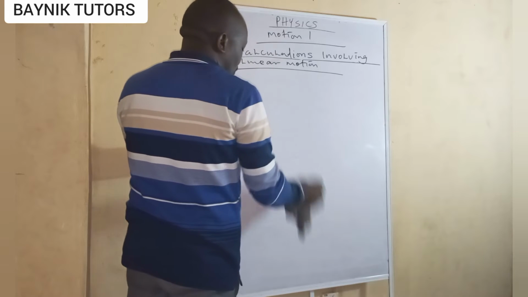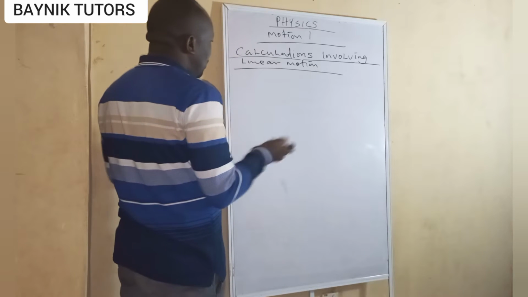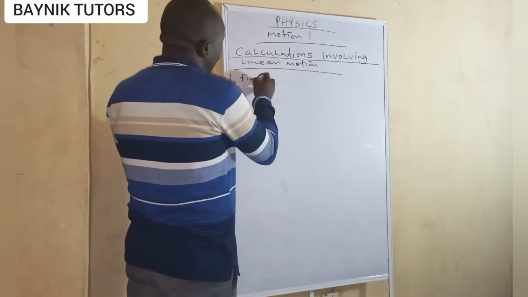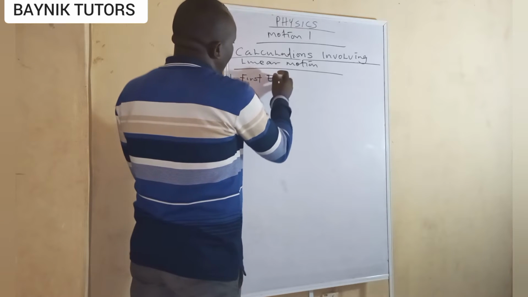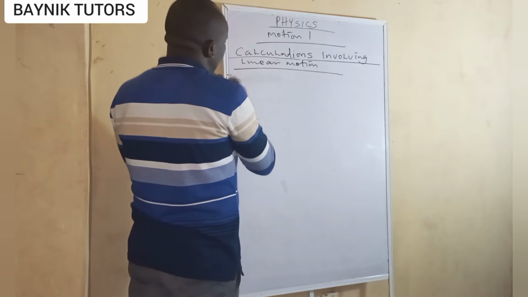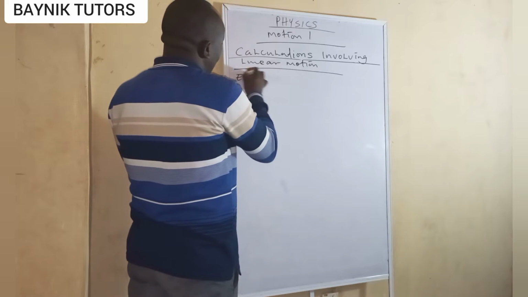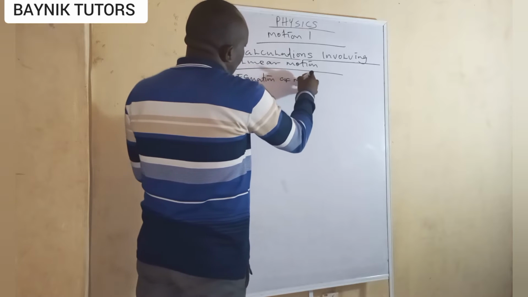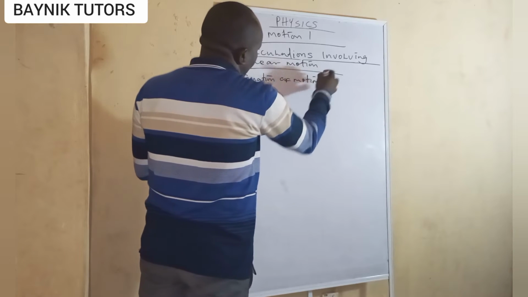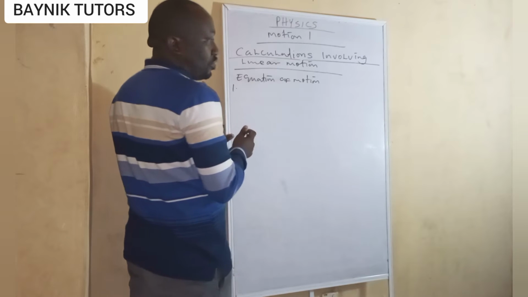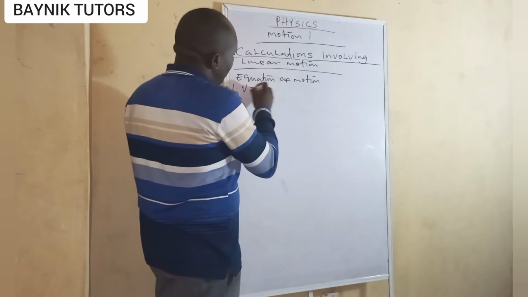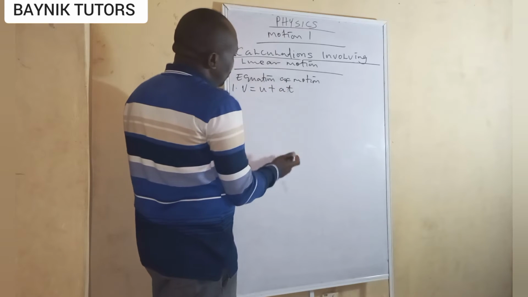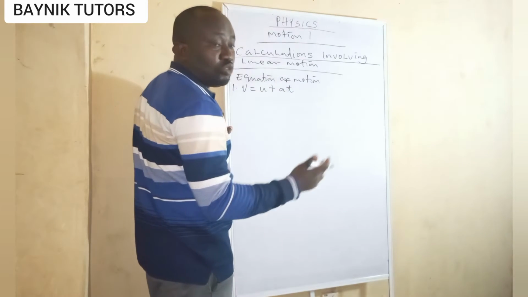We'll start with the first equation of motion. We have v is equal to u plus at. v is equal to u plus at. This is for linear motion.